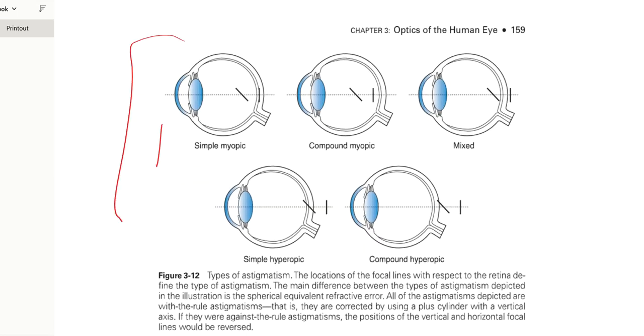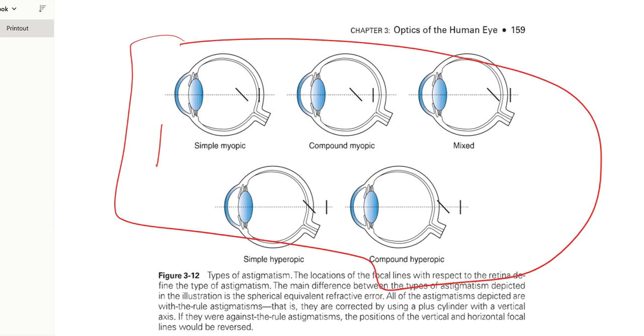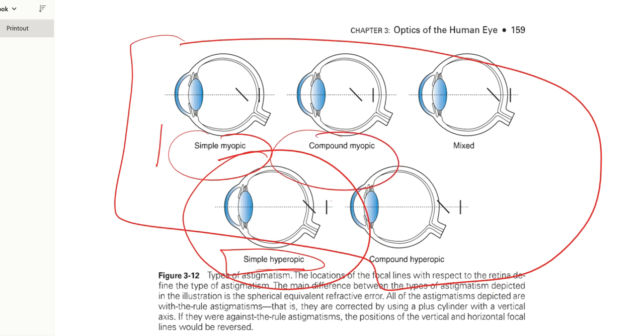These diagrams have come in the exam. Okay. They will give you one of these diagrams like this, and they will ask what this is. Take simple hyperopic, simple myopic, compound myopic. It will be all. Very important. Okay.